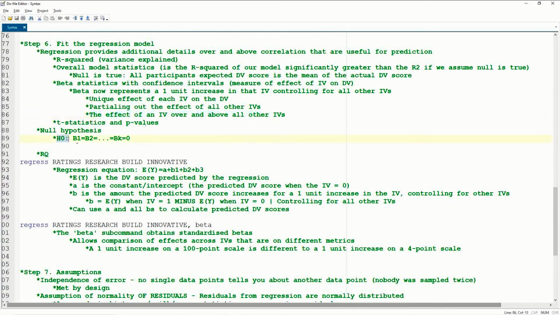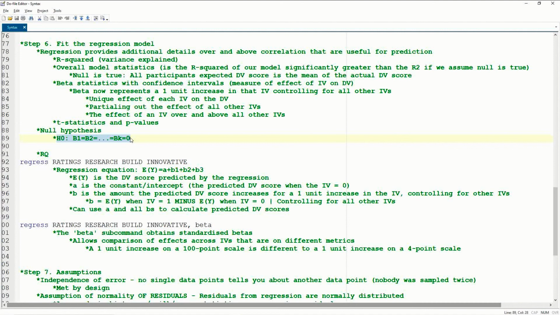Our null hypothesis, however, changes. Last week our null hypothesis was that beta 1 equals 0. Now we're saying that beta 1 equals beta 2 equals however many betas we have equals 0. So the null hypothesis for our regression is that none of our betas will have any value greater than 0. All of our betas equal 0.